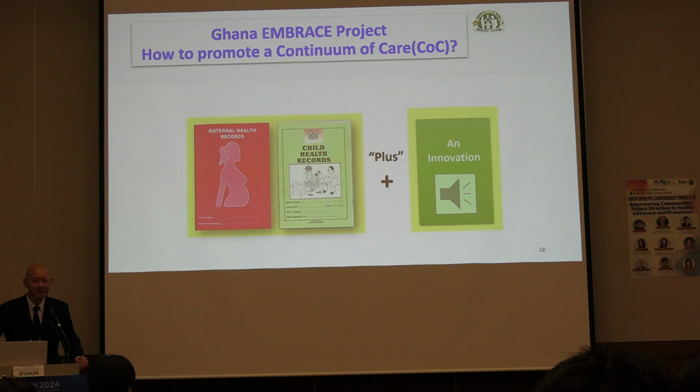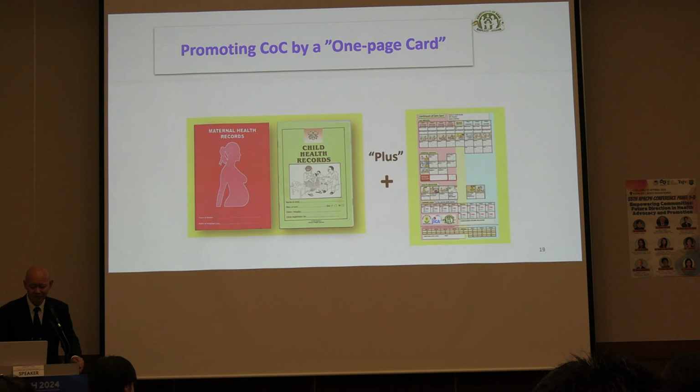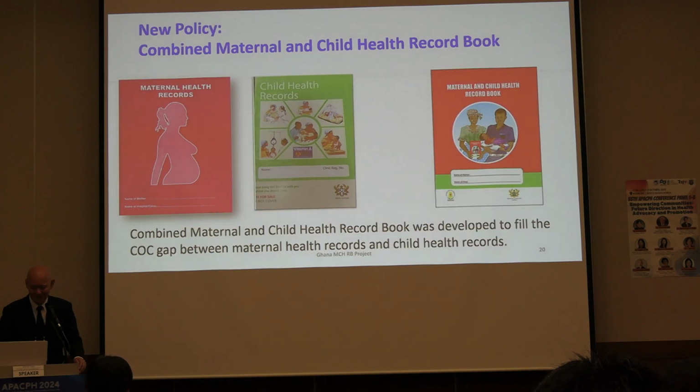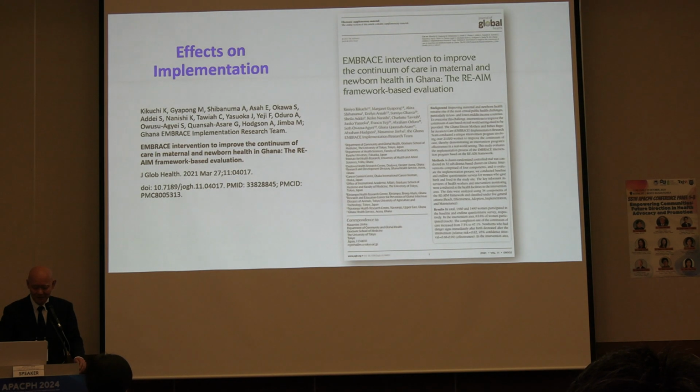And in Ghana, we did this project. In Ghana, mothers' records and children's records were separate. But through our activities, they were combined into one one-page card. The maternal and child health handbook is sometimes very thick, and mothers are not interested in reading and keeping records in a very thick one, particularly in low-income countries. So we developed one simple card, and it was very successful, and it became government policy in Ghana. And we also documented the implementation procedure. So if you're interested, you may access this paper.